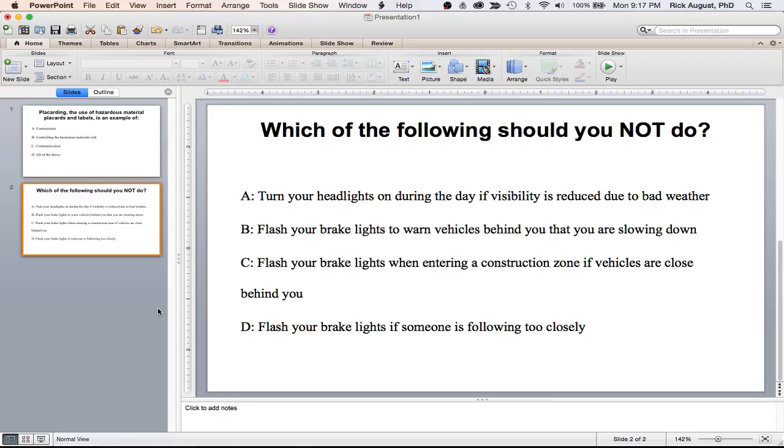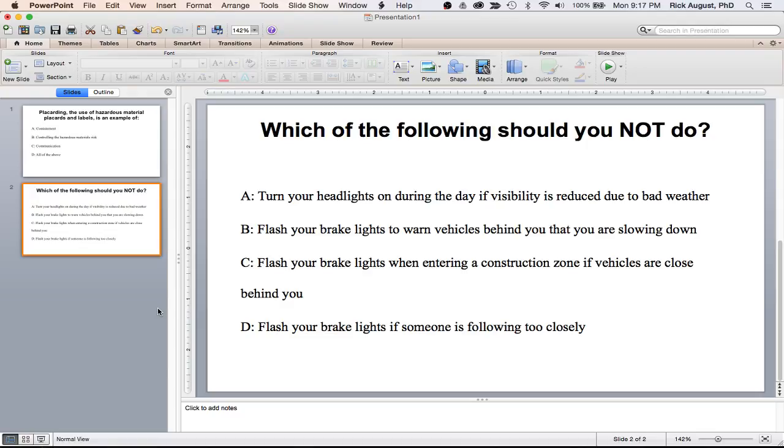A, turn your headlights on during the day if visibility is reduced due to bad weather, i.e. fog, rain, cloudy conditions, those types of things. B, flash your brake lights to warn vehicles behind you that you are slowing down. C, flash your brake lights when entering a construction zone if vehicles are close behind you. And then D is flash your brake lights if someone is following too close.